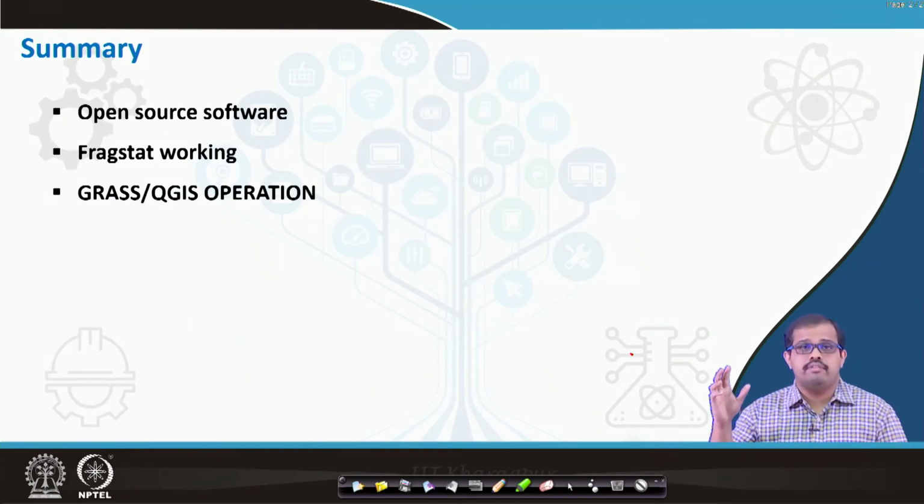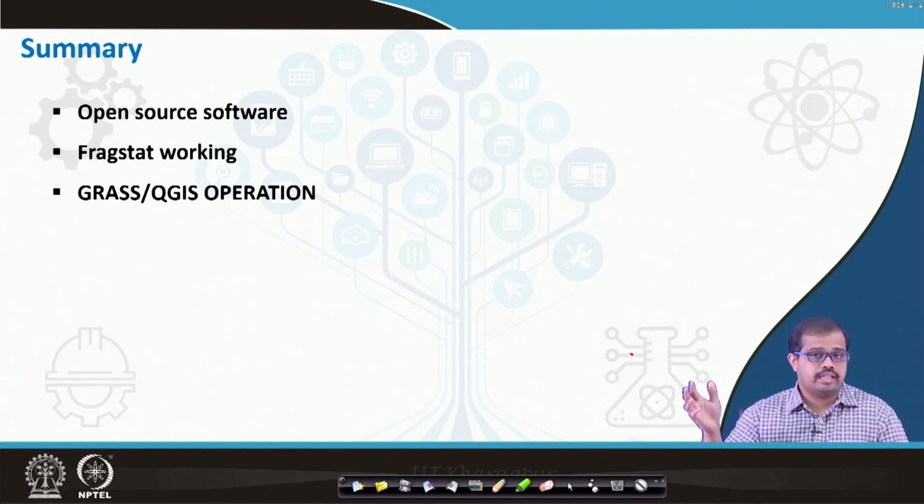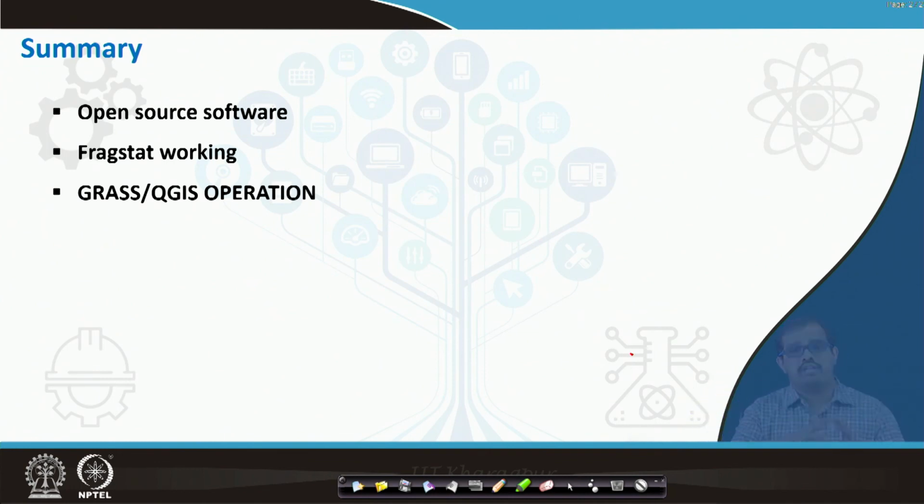In summary, we looked at different open source software. We started with OSM as a library, then we looked at GDAL and OGR and how effectively they can handle data. Then we looked at software like GRASS and QGIS operations, and most importantly we looked at FRAGSTATS, how it can be used for research analysis, and finally I gave you an output of how FRAGSTATS can be used for different urban analysis. So with this I would end this class.